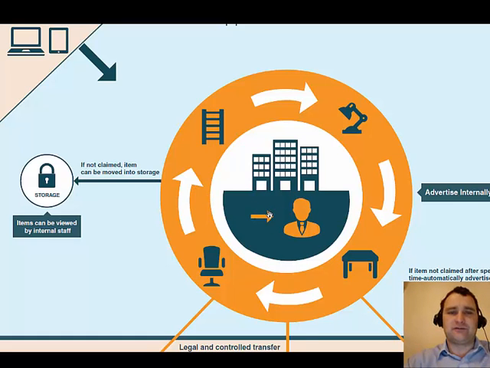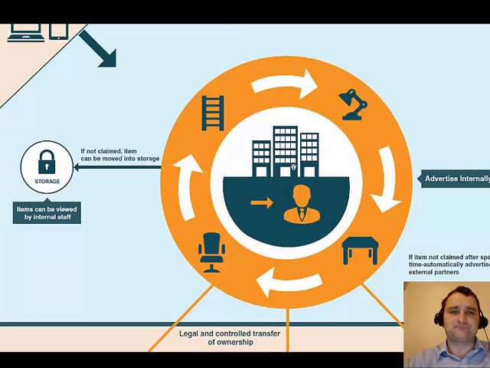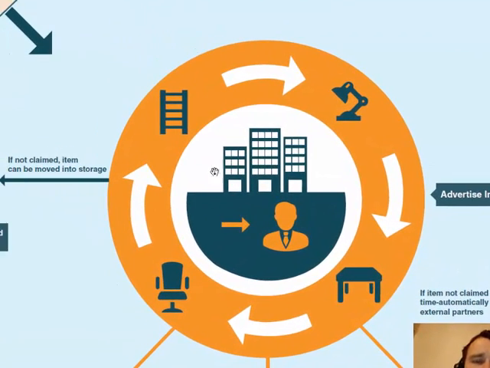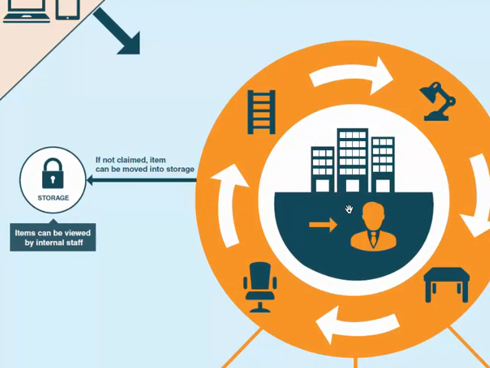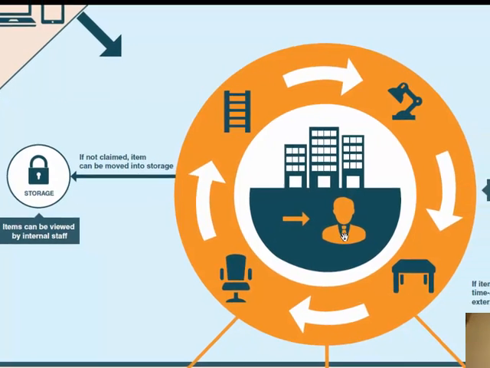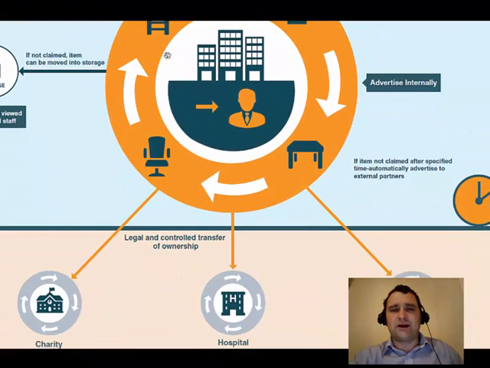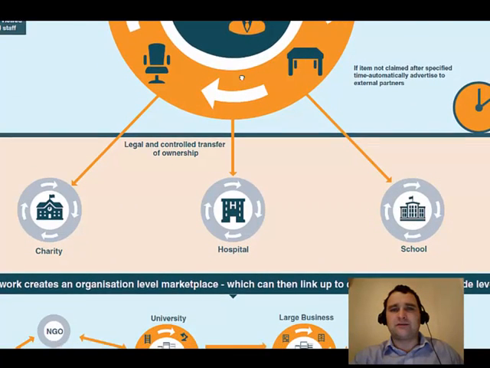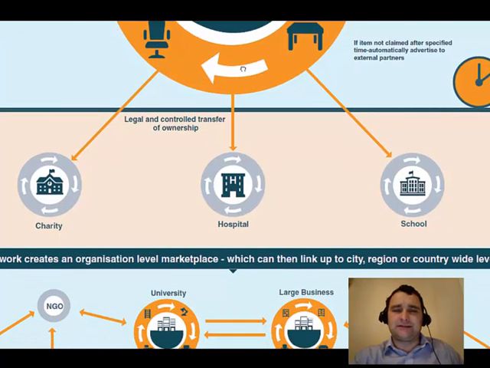If internal staff don't claim the item or the asset, the administrator can automatically control what happens to that asset. It can either continue to be redistributed internally, or if the asset needs to be moved from its current location, it can be moved into storage where staff can still view the item. I'll explain how that looks. If the item isn't required in the primary organisation, the item can automatically be advertised to third parties.